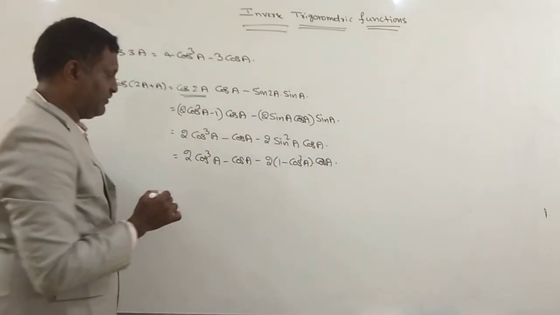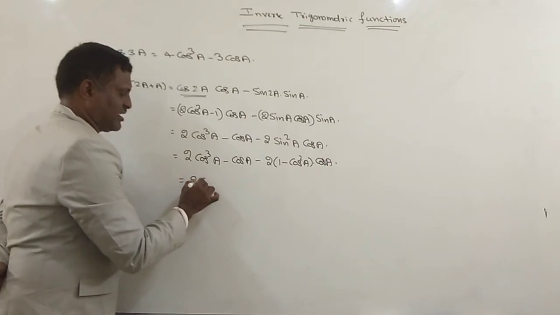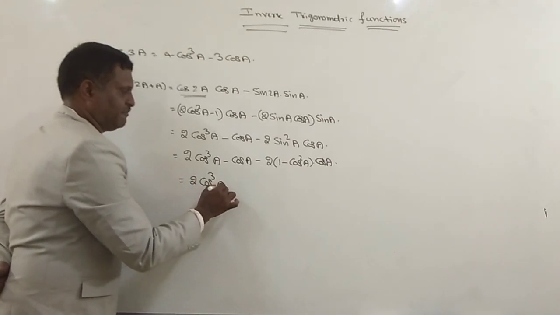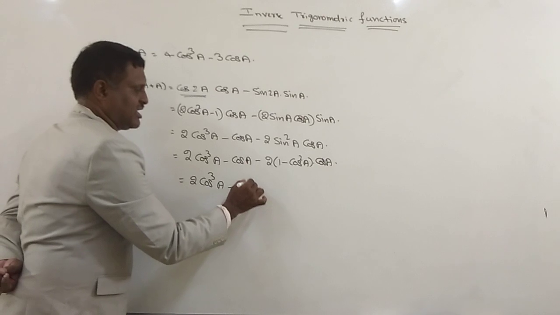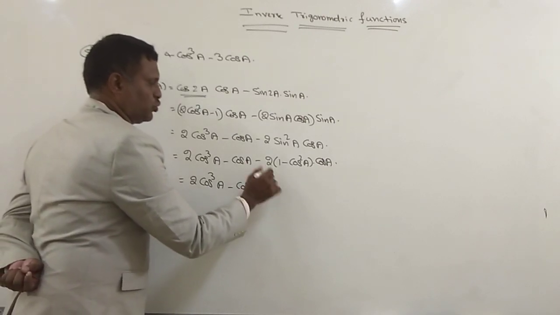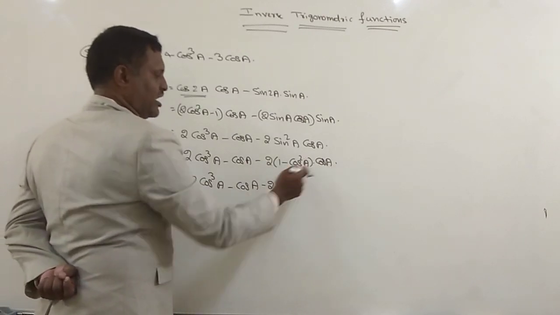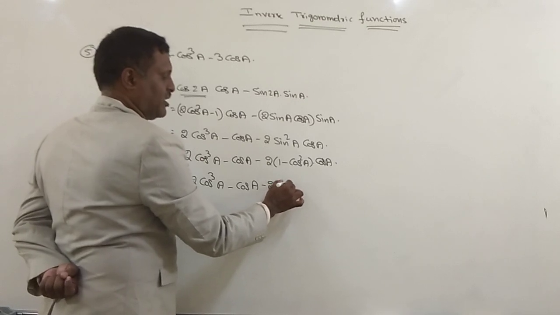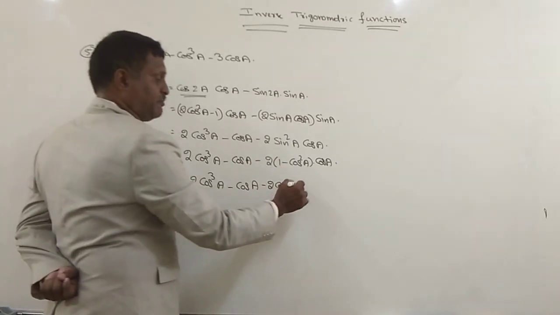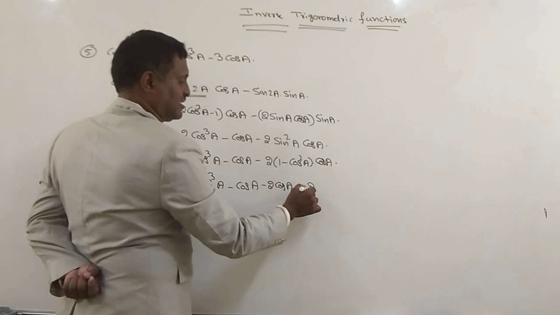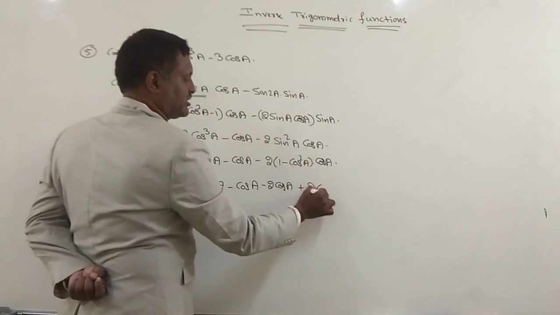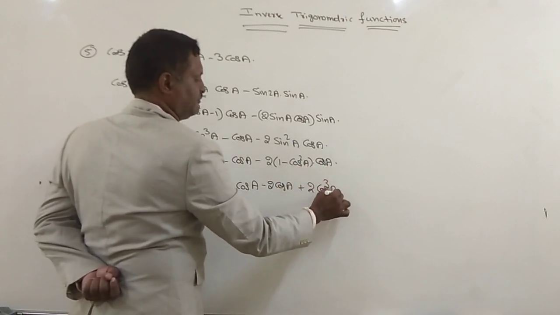Now we have to simplify. This is equal to 2 cos cube a minus cos a, minus 2 into 1, 2, 2 into cos a, 2 cos a. Again minus into minus becomes plus 2, write down as it is, cos square a into cos a becomes cos cube a.